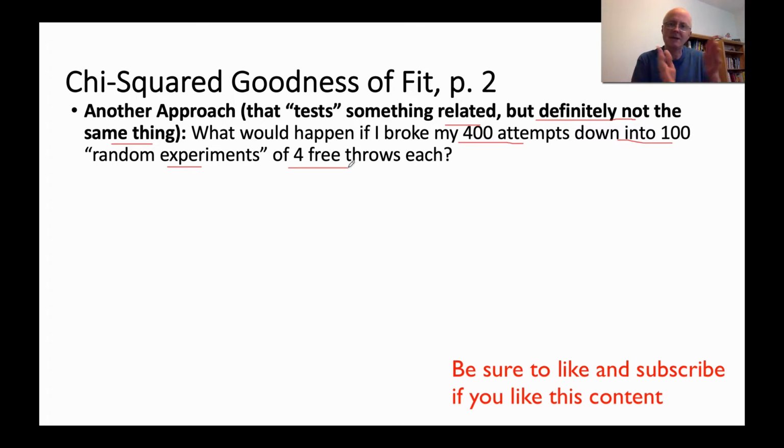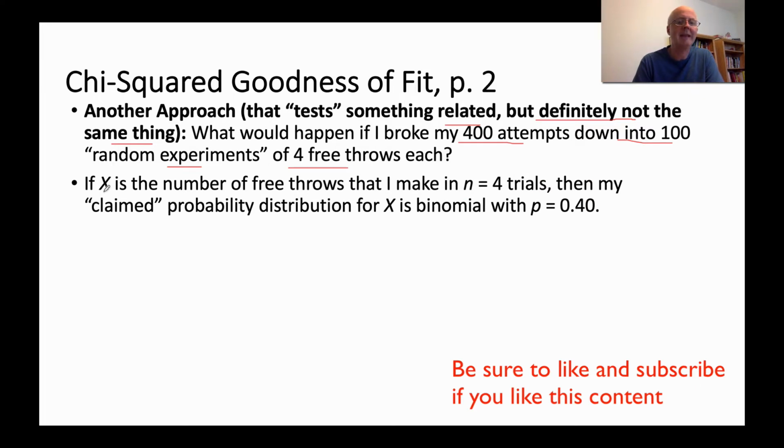It would make the most logical sense to do that in order, though in reality, I could break it down with any groups of 4 at random even, to do this test. But I'm thinking of it in terms of the initial 4, the next 4, the next 4, etc. I'd have 100 of those random experiments. And in each situation, I could let capital X be the number of free throws that I make in these 4 trials in each experiment. So that can be either 0, 1, 2, 3, or 4, 5 possibilities.